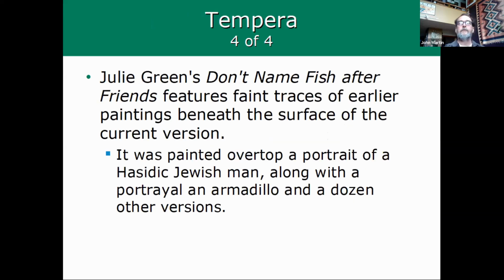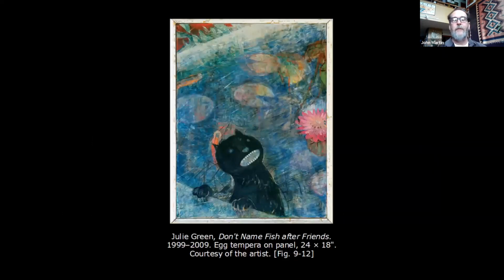This is Julie Green's Don't Name Fish After Friends. In this painting, a cat has jumped into the fish pond while the owners are away. The fish was named after some of their friends. They were mourning the loss of their fish when they returned and found that the cat had left a perfect little skeleton of the fish behind.